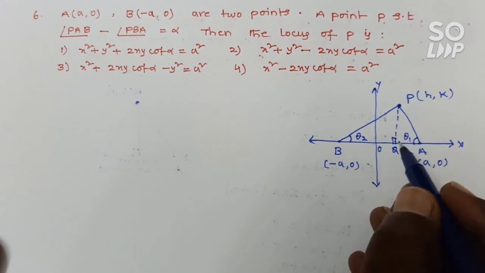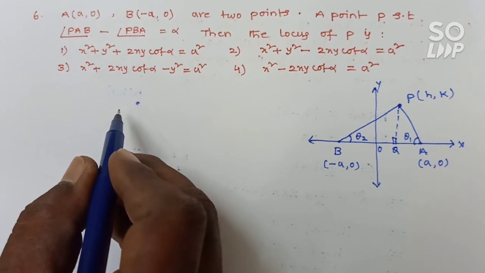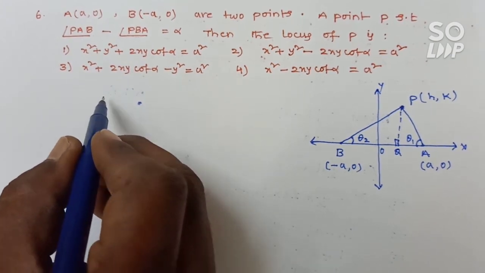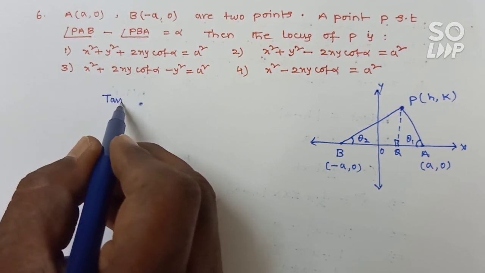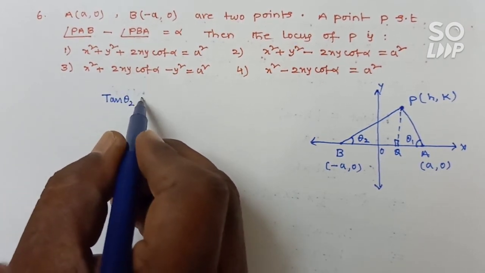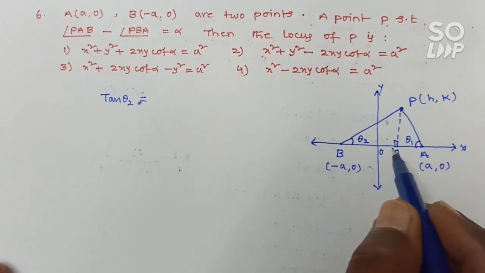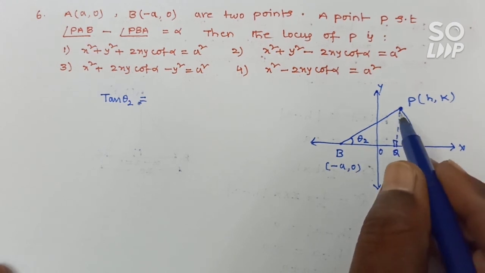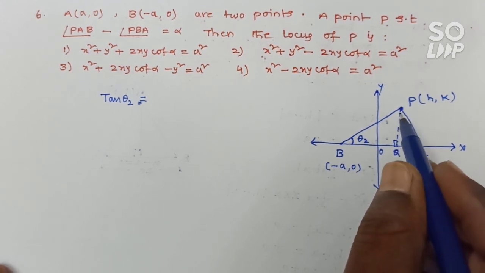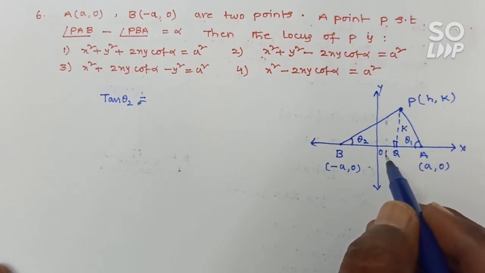From triangle PQB, tan theta 2 is equal to what? Here this is the opposite side and this is the adjacent side. The opposite side is this length, which is nothing but K, and this length is H.